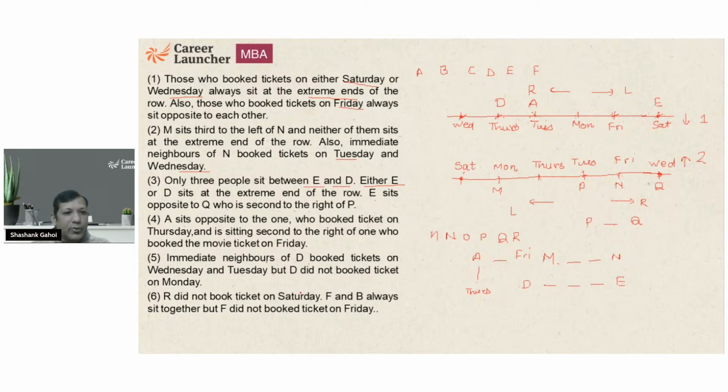Okay. And last one, R did not book a ticket on Saturday. So this is R and this must be O. And F did not book a ticket on Friday. F and B are sitting together. So basically F and B should be here and here. And F cannot be on Friday. So F should be here. So B must be here. So the only person left out is C. That is here. Okay. So basically the arrangement that we are looking for is done.